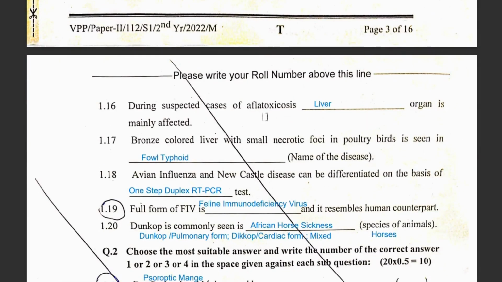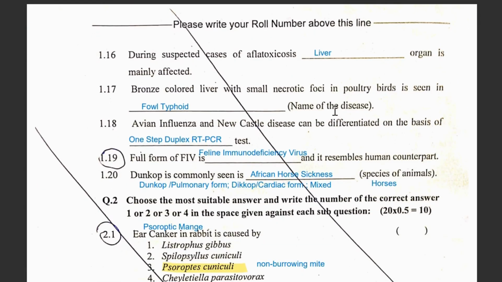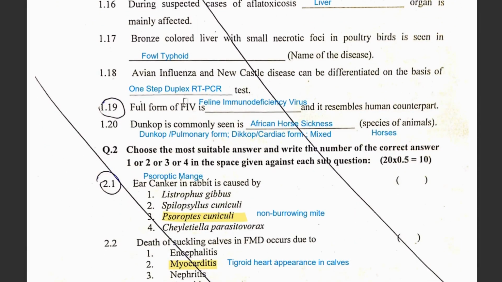During suspected cases of aflatoxicosis, liver is the main organ affected. Bronze-colored liver with small necrotic foci in poultry birds is seen in fowl typhoid. Avian influenza and Newcastle disease can be differentiated on the basis of one-step duplex RT-PCR test. The full form of FIV is feline immunodeficiency virus and it resembles the human counterpart, that is HIV in this case.